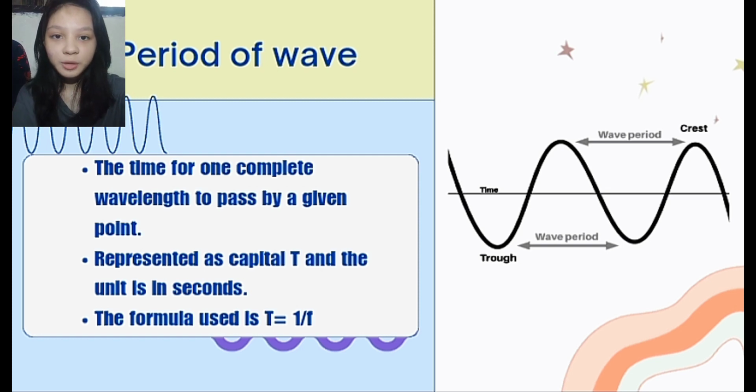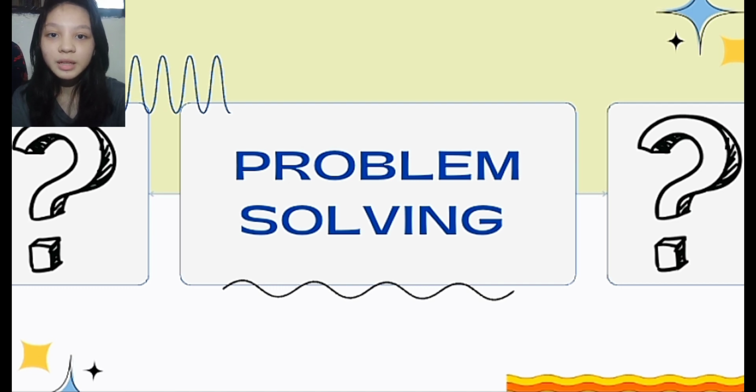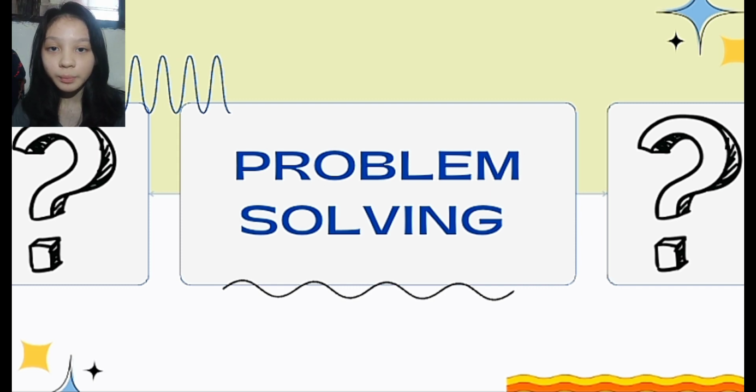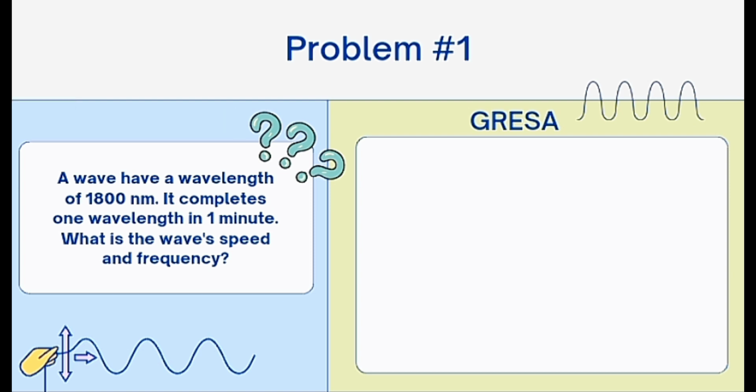Since we now know the formulas, let's get to solving problems. I will give you 20 seconds to analyze and solve the problem, and after that, I will show the answer. So, problem number 1. A wave has a wavelength of 1800 nanometers. It completes one wavelength in 1 minute. What is the wave speed and frequency?